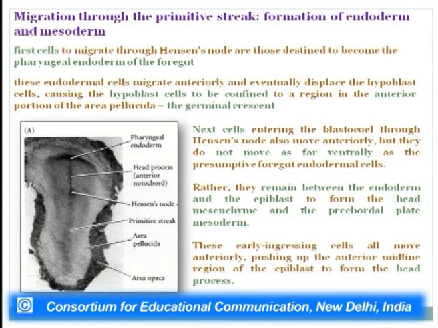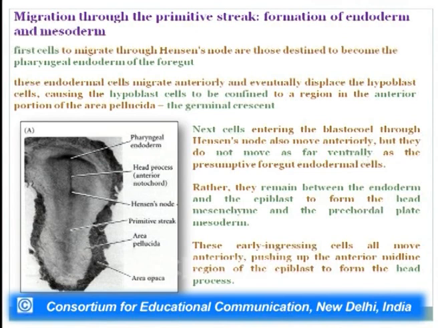Rather, they remain between the endoderm and the epiblast to form the mesenchyme, the head mesenchyme and the precaudal plate mesoderm. So, the pharyngeal endoderm moves as deep as where the hypoblast layer was present. The second cells to go inside is again the head mesoderm or the precaudal mesoderm, the cauda mesoderm, but the head mesoderm as well as the cauda mesoderm, they do not go as deep as the endodermal layer, but they will start lying in between the developing endodermal layer and the epiblast, and they form the mesodermal cells.